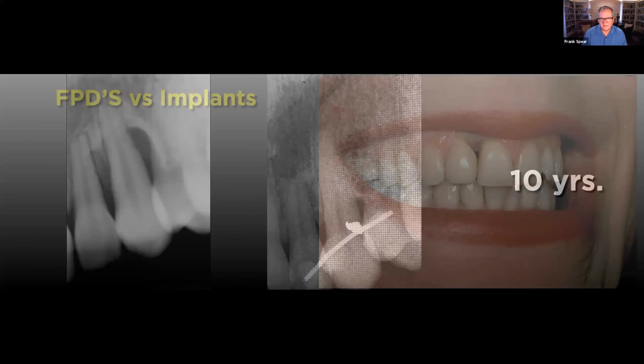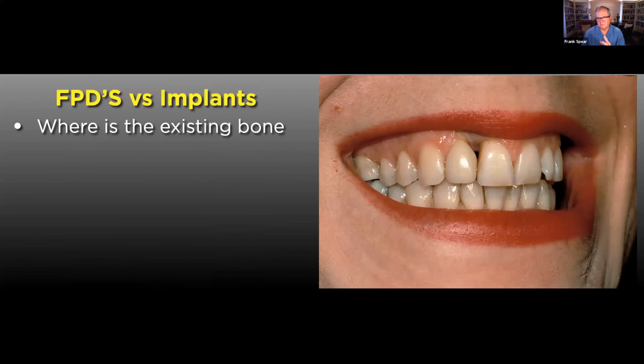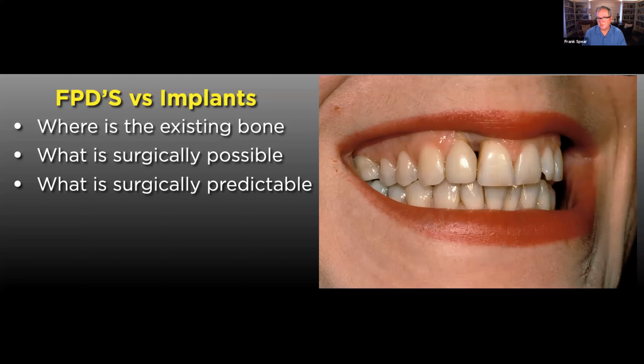Okay, one more example of isolated bone loss and considering FPD versus implant. And when we look at these kinds of cases with isolated bone loss, you want to know where the existing bone is. What do you think the surgeon can do in terms of grafting? What is really predictable in terms of grafting? Because there's what's possible, which is your home run, versus what's predictable. And then what would be the risk of doing FPDs in pink ceramic?